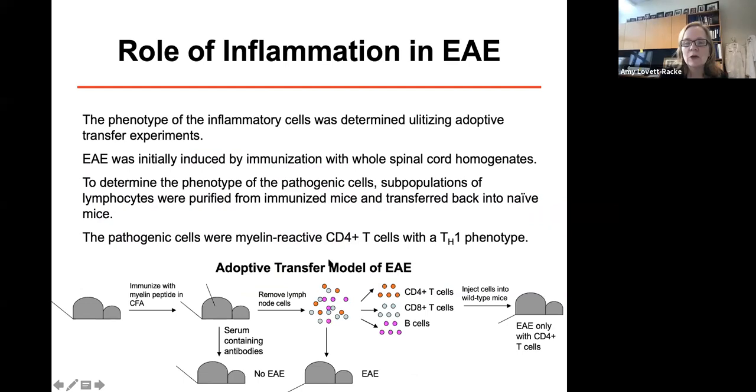So how did we figure out it was CD4 positive T cells? Well, I kind of told you already how it was done originally, but essentially when you immunize the mice, initially they transferred serum, which contained antibodies, and when you transfer serum, you see no induction of EAE. You can sort into different populations by transferring B cells, CD8 T cells, CD4 T cells, and EAE is only induced when you see the transfer of these CD4 positive T cells. So again, showing that in EAE, and not MS, it is T cells.